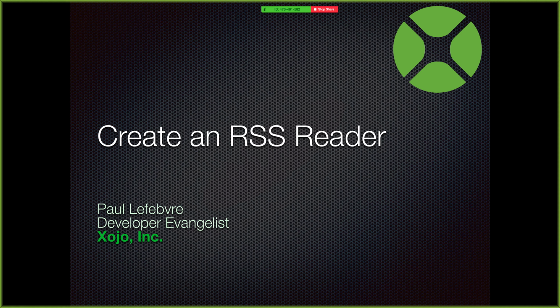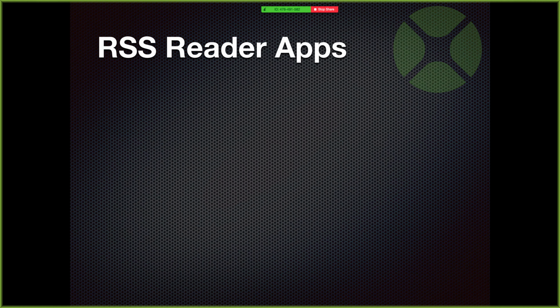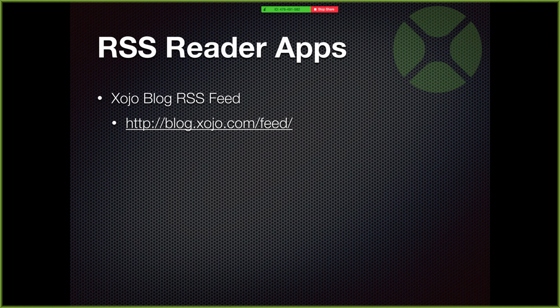Our topic this time is we're going to create an app, or actually a few apps, to perform as a simple RSS reader. So I've got a couple quick slides here. We're going to read the Xojo Blog's RSS feed, which of course is at blog.xojo.com/feed. And we're going to make some simple apps, one for desktop, a web app, and then an iOS app that will display the contents of that feed, and then they'll let you click on an article title and then display the actual article from the website.